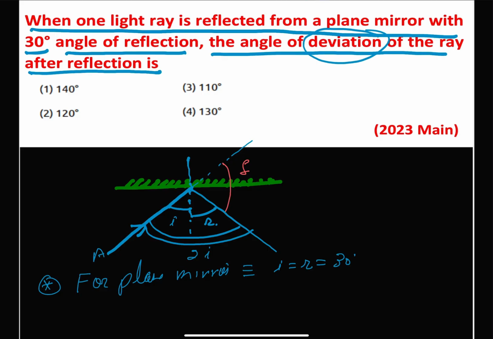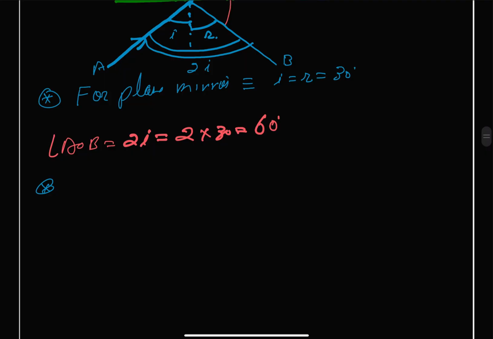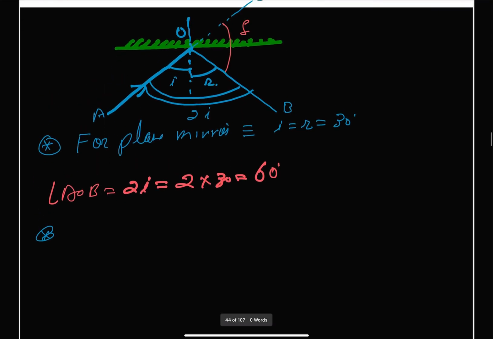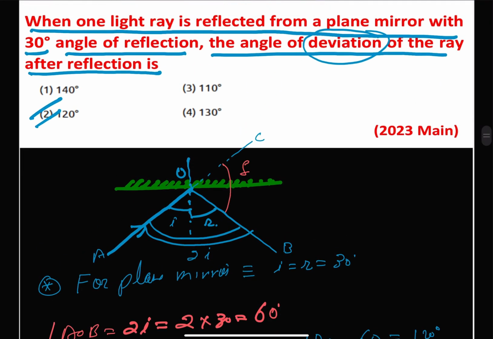Okay, let us call this A, this O, and this B, and this angle is C. So we can say that angle AOB will be equal to twice of I, which comes as twice into 30, equal to 60 degree, and AC is a straight line, so the angle will be 180. So we are required to find out angle BOC. So angle BOC, that is our deviation, will be equal to 180 minus twice of I, that is 180 minus 60, coming as 120 degree. So option number 2 is the correct one.